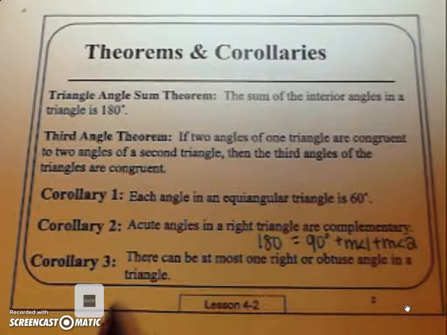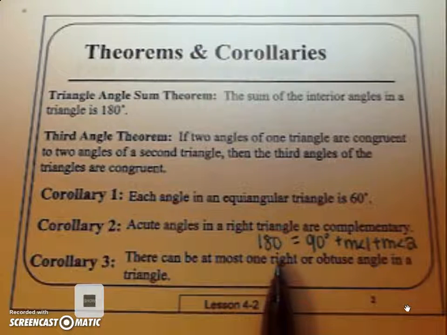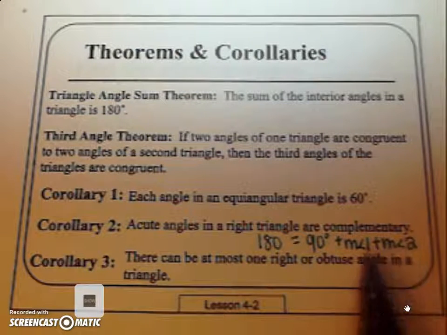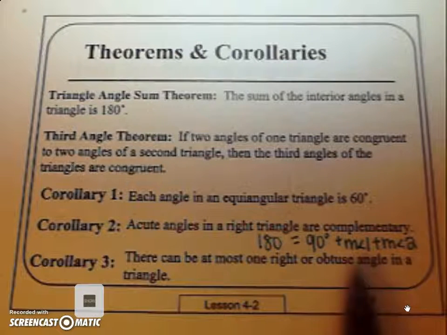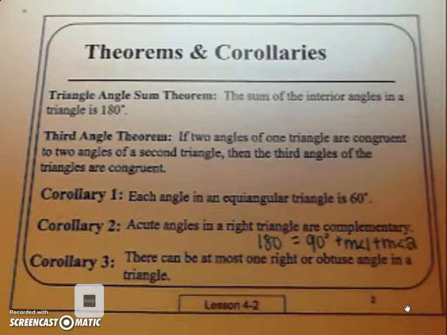This last one says there can be at most one right or obtuse angle in a triangle. Again, if I have a 90-degree angle, I have to have two acute angles because I only have 90 degrees left over. If I have anything larger than 90 degrees that's obtuse, then obviously those other two angles would have to be acute as well.